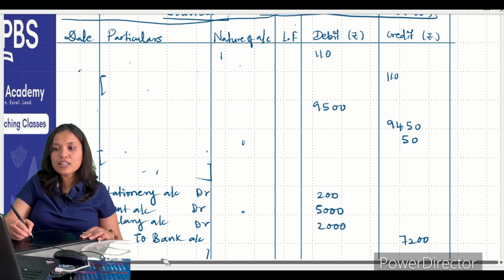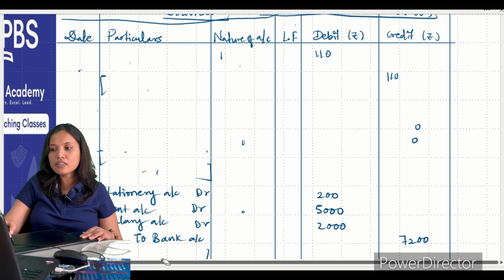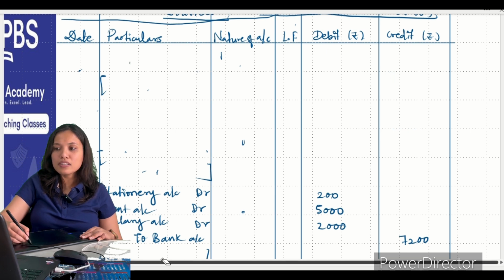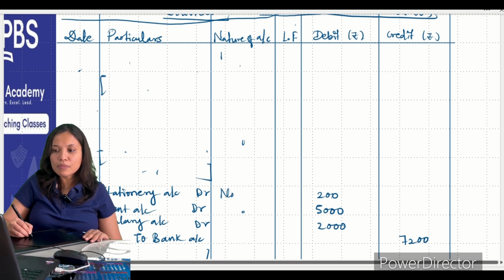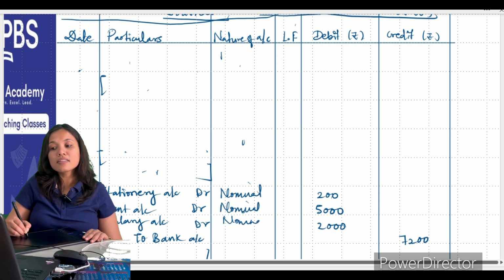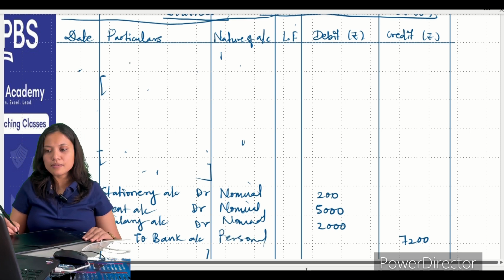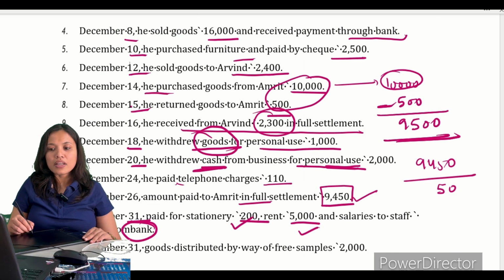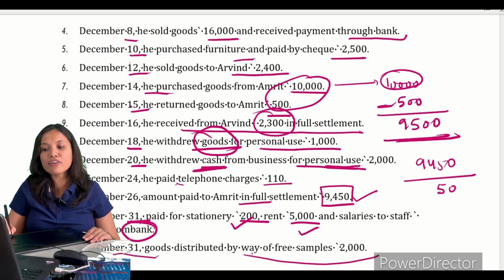Now write down the nature of accounts which we have not written. So nature of accounts here is stationery nominal, rent nominal, salary nominal, bank. Yes, what is it? Very good. Clear? So last one, December 31, goods distributed by way of free samples.